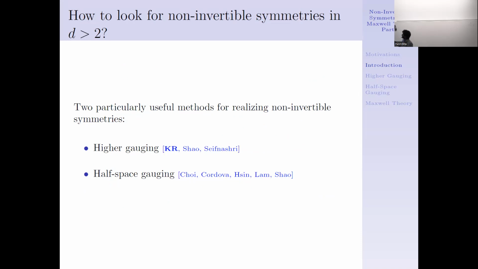I'm going to quickly review these 2 procedures, although that might be a bit boring for most of you. Then we're going to apply these two procedures, and I'm going to argue that even Maxwell theory has, as I already mentioned, 3 infinite sets of non-invertible symmetries, and the goal of the second part will be to realize those symmetries in an elementary way using a Lagrangian.